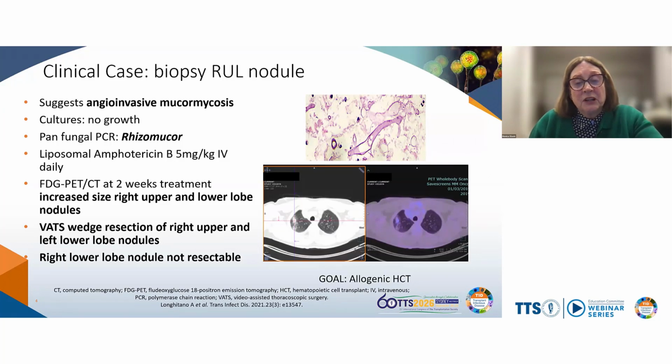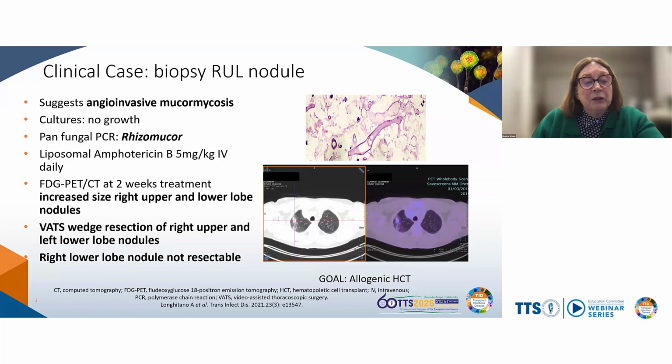And there was a discussion about whether this patient could go to surgery, because we always consider surgery alongside antifungals for mucor. But because he was in the early stages of treatment for his malignancy, and because he had multiple lesions spread throughout 3 lobes of the lung, it was thought not feasible at that point to undergo surgery. And he continued with liposomal amphotericin B and close monitoring.